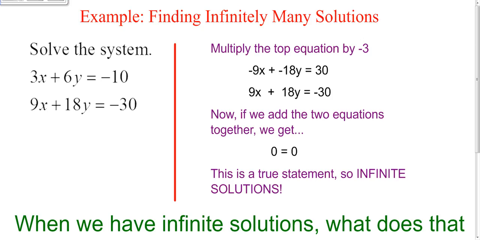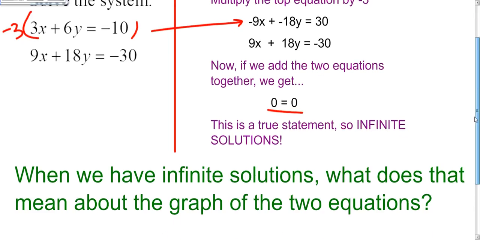Okay? In this case, we're kind of doing the same thing. If I work on solving it by elimination, I multiply the top equation by negative 3. Okay, that got me here. If I add the two together, I get 0 equals 0.